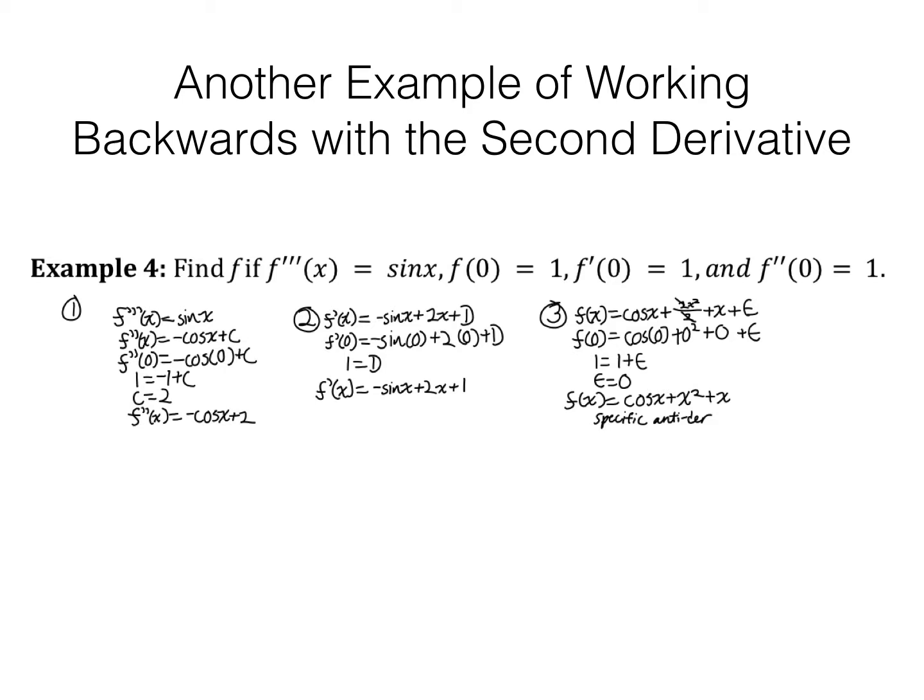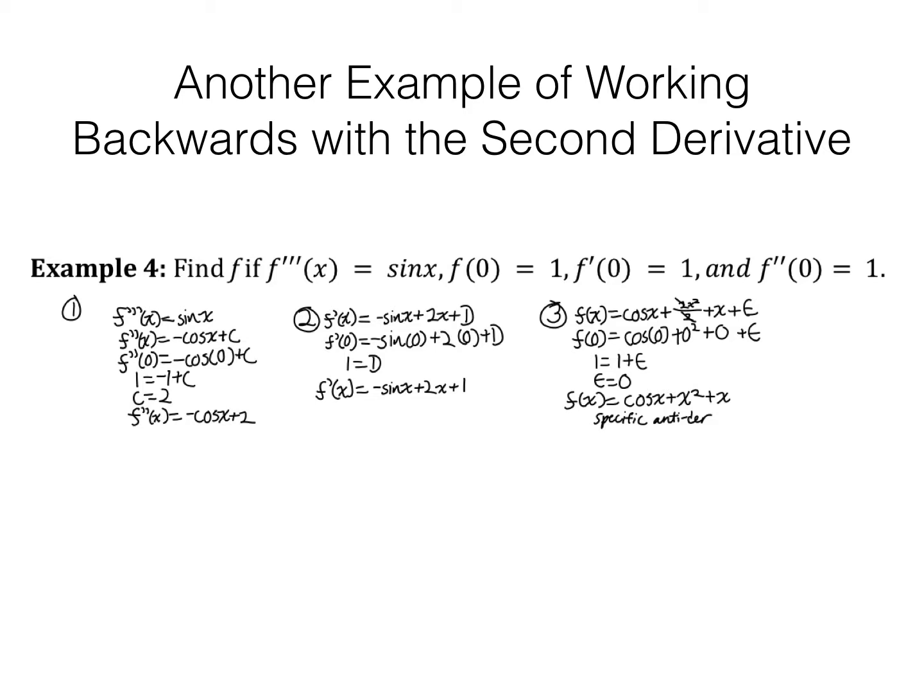Then we plug in f double prime of 0 equals 1 to get the constant, which is 2. So f double prime of x equals negative cosine x plus 2. In the second step, we find the antiderivative of that, which becomes negative sine x plus 2x plus d. When we plug in f prime of 0, which should equal 1, we get that d, the constant, equals 1. So f prime of x equals negative sine x plus 2x plus 1.